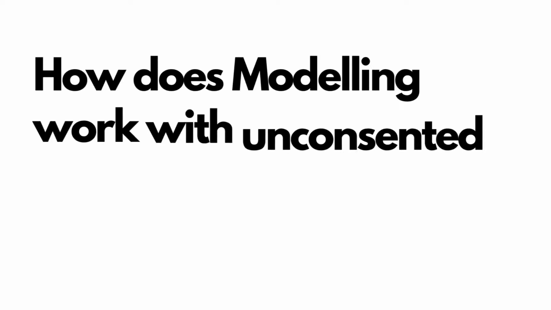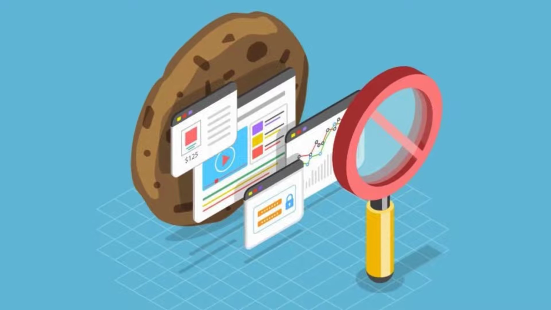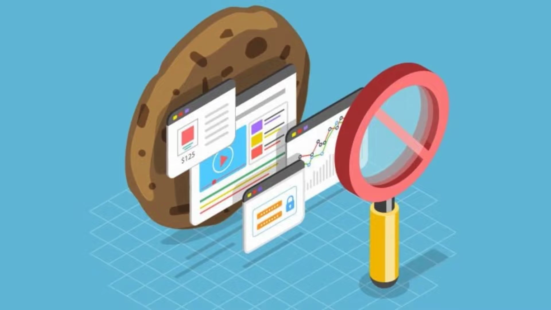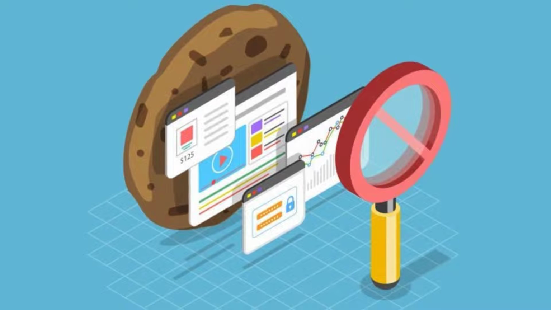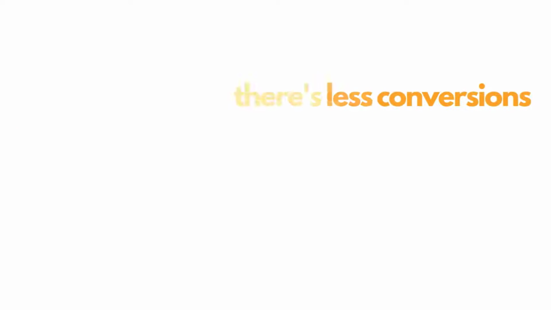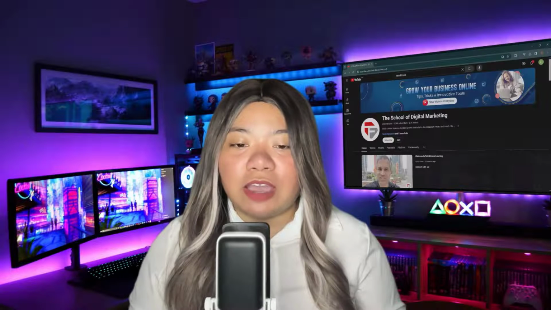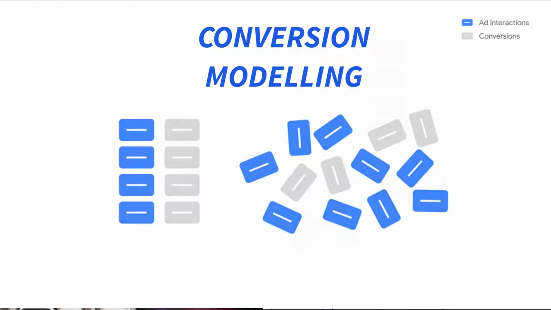So now I want to dive a bit deeper into modeling and how exactly it works with unconsented conversions in Google Ads specifically. Google Ads, just like GA4, really heavily relies on cookies in order to track conversions and, most importantly, be able to attribute them to specific ad clicks. So when users do not provide their consent, it is quite a big problem for Google Ads to not receive these conversions. Because as an advertiser, that means your CPA is higher if there are fewer conversions being tracked. That also means the algorithm can't optimize as well. So to account for these missing conversions, Google created this alternative method, which they're calling conversion modeling.